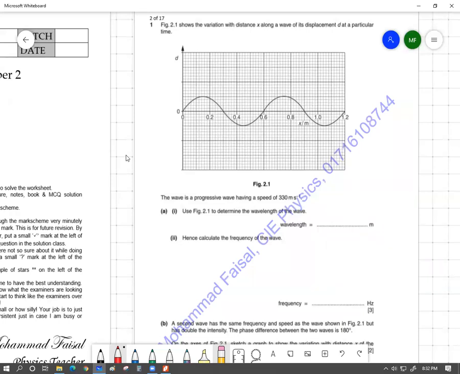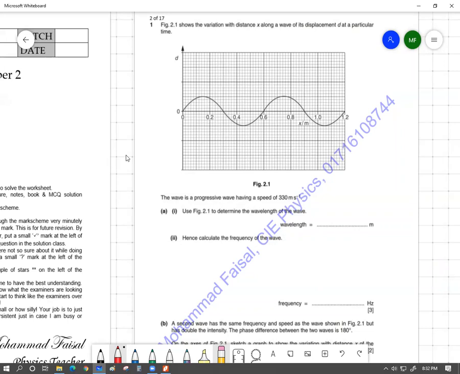For example, if you have a look at question number one for paper two structure, it says figure 2.1 shows the variation with distance x along the wave of its displacement d at a particular time. So this is a frozen view of the wave at a particular time instant. This is the vertical axis, this is the horizontal axis. The wave is a progressive wave having a speed of 330 meters per second. Use figure 2.1 to determine the wavelength of the wave.